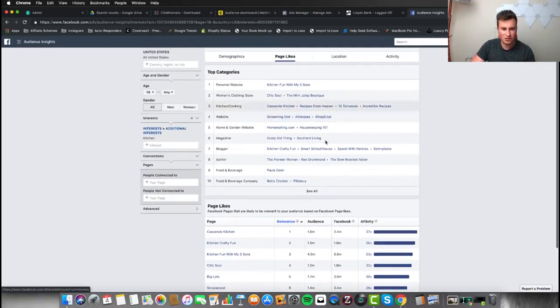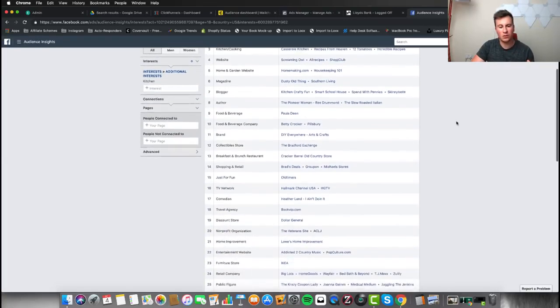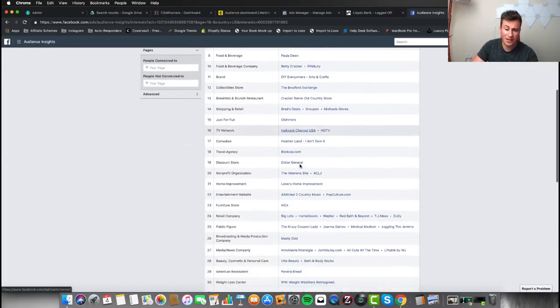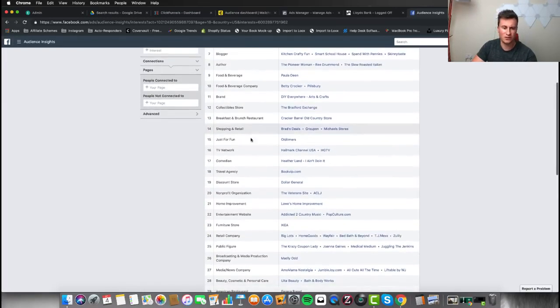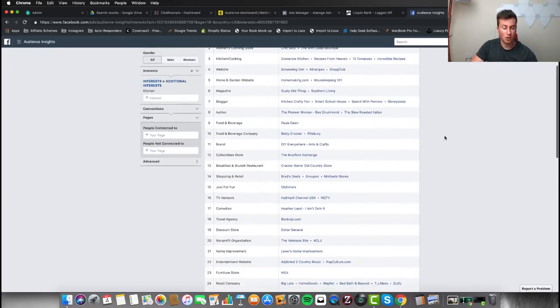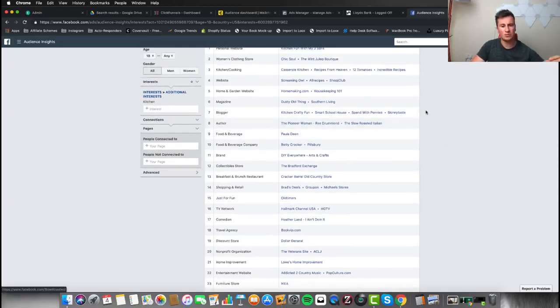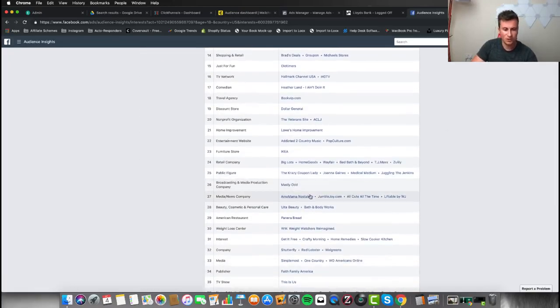In fact, let's stick on the top categories. If you open this up to see all, and even as far down as you go, it's still related to kitchens, and that is a really strong sign. The further down you go, the less related the top categories get. So basically, if you got down to number 27, media, news and company, and these are still pages related to kitchens, that is a really good, strong sign.